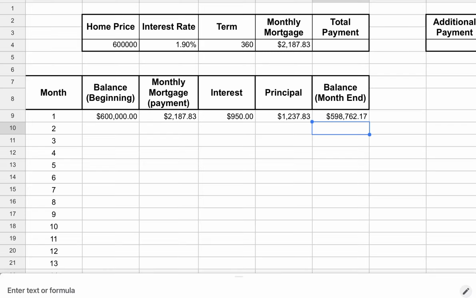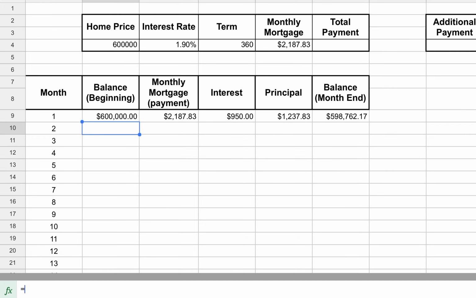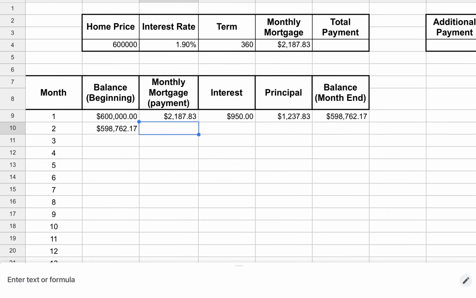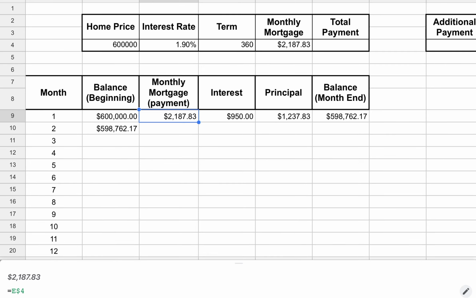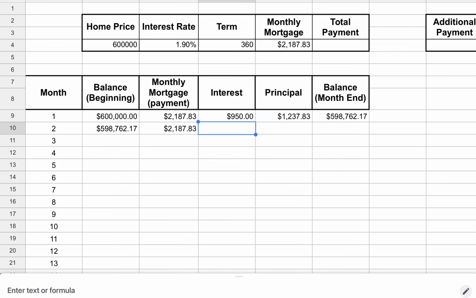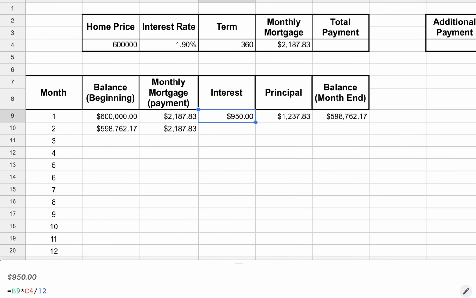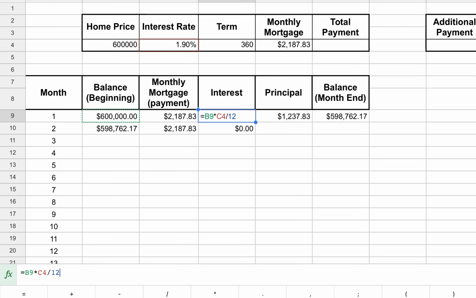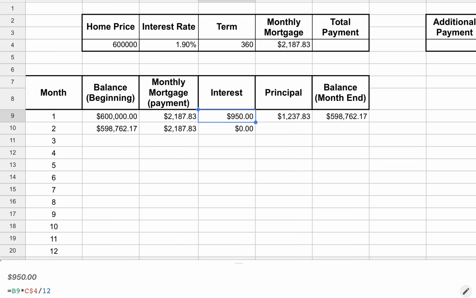Then the beginning balance for month 2 is going to equal the ending balance of month 1. My monthly mortgage payment is still the same, so I'm going to copy that down. My interest will be calculated based on the beginning balance, so I'm going to just copy that down. And I forgot to lock in a cell here. This is C4, which needs to be locked in. Now we can copy that down.